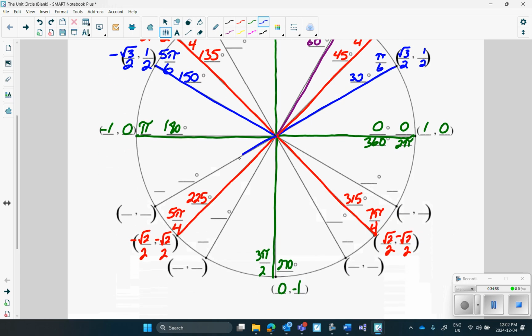This one is part of the pi over 6 family, or 30-degree family, in quadrant 3. What is it in degrees? Well, it'd be 180 plus another 30: 210. In radians, the denominator is 6, so the question is how many pi's? Remember, this is 6 pi over 6. This must be a little bigger, so we'll just bump it up by 1 pi. And it's going to be root 3 over 2 and 1/2, both negative.